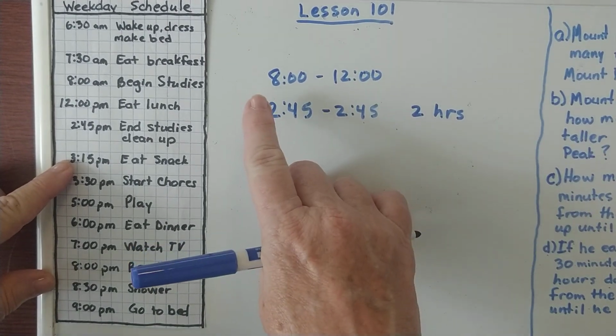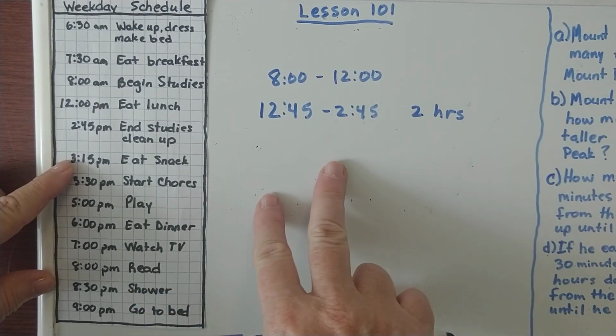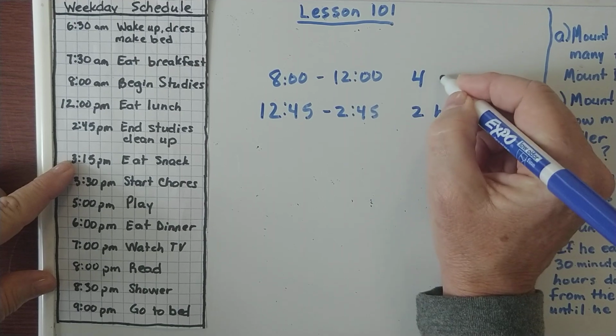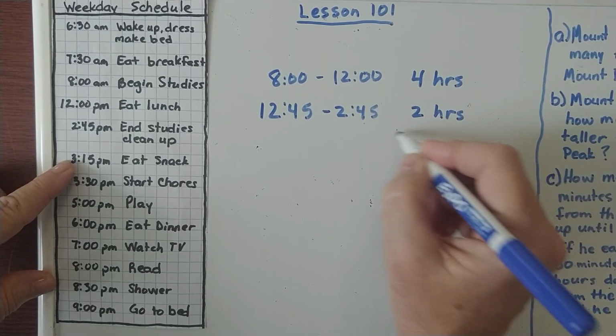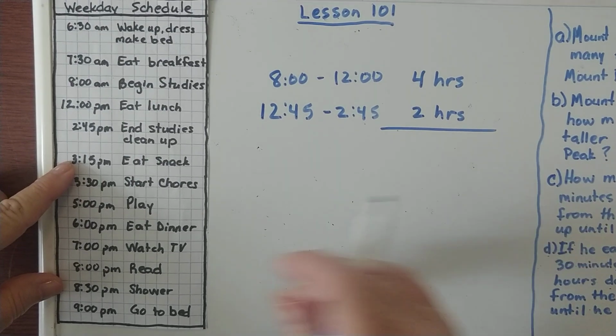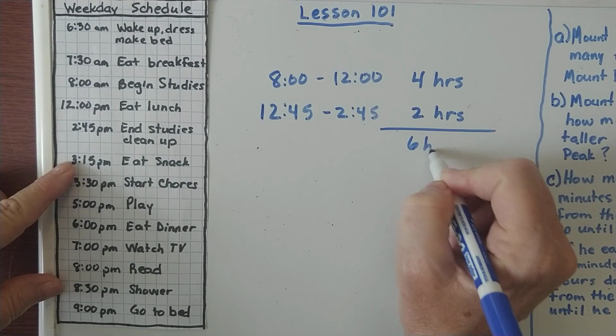So how many hours is it from 8 o'clock to 12 o'clock? So it'd be 8 o'clock, 9 o'clock, 10 o'clock, 11 o'clock, 12 o'clock. 4 hours. All right, so how many hours total does he study? So 4 hours plus 2 hours is 6 hours.